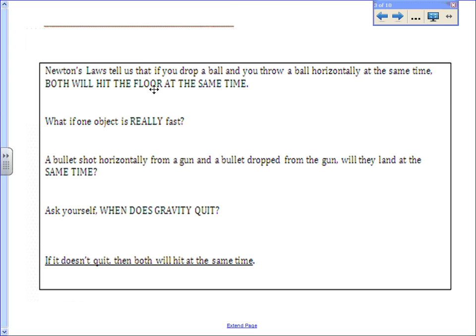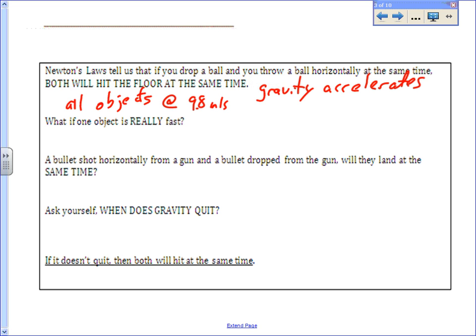Here are some of the concepts. Newton's laws tell us that if you drop a ball and throw a ball horizontally at the same time, both will hit the floor at the same time. Why? Gravity. Gravity accelerates all objects at 9.8 meters per second squared.